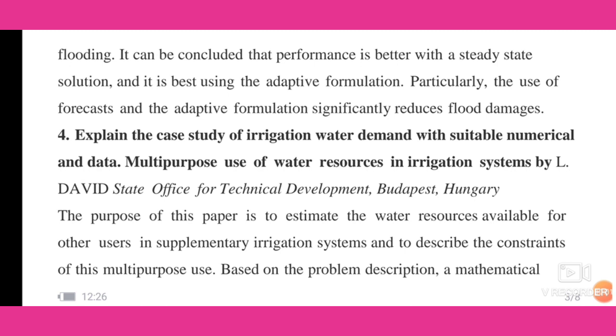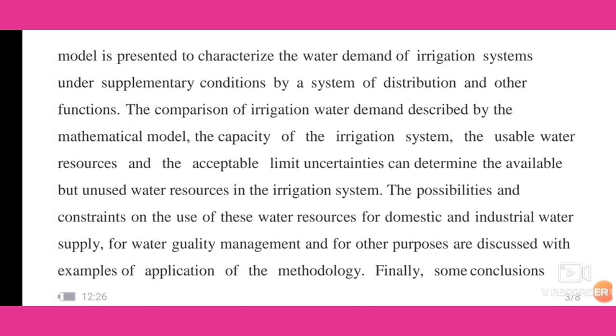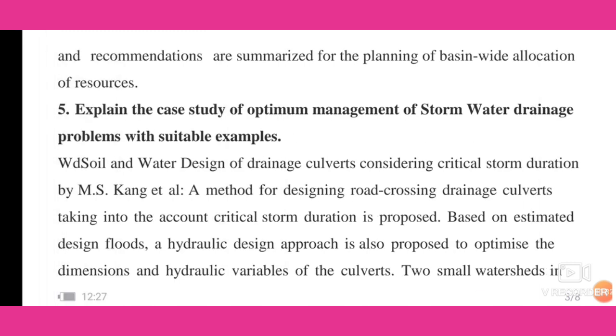It was to estimate the water resources available for other users in a supplementary irrigation system and to describe the constraints of this multi-purpose use. A mathematical model was presented by them to categorize the water demand of the irrigation system. This particular mathematical model was prepared for optimizing the optimal allocation of the water resources for irrigation purposes.